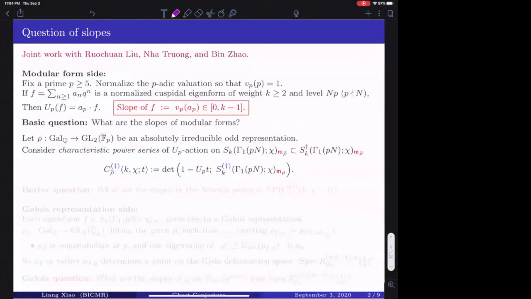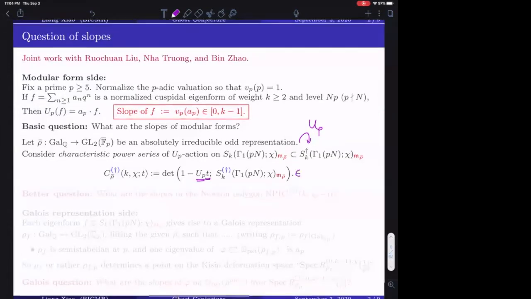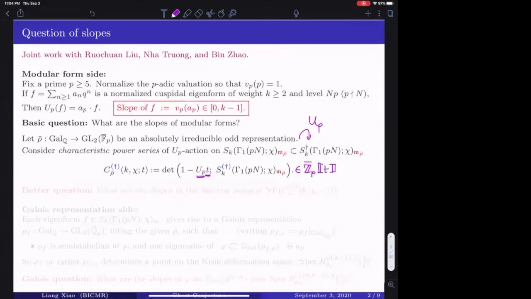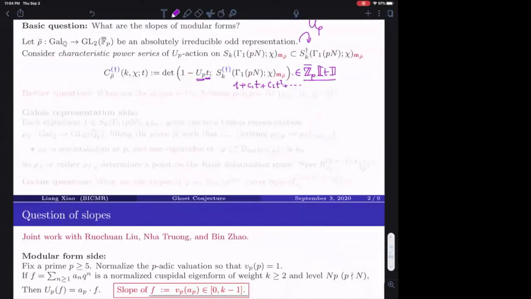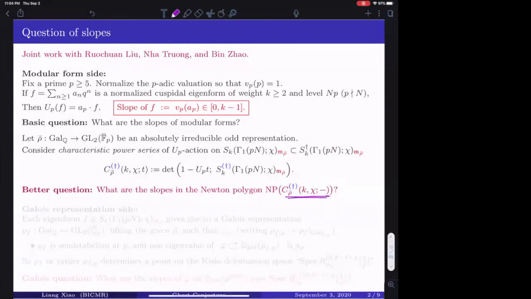Then I can talk about the characteristic power series of the U_p action on this space. So both spaces carry U_p actions. And I can talk about something like a characteristic polynomial, except my t is together with the operator, not on the other side. Then I can take the determinant of this. It belongs to Z_p bar, the ring of integers in the algebraic closure of Q_p, with power series in t. It looks like 1 plus c_1 t plus c_2 t squared and so on and so forth. And here's a better question. What are the slopes in the Newton polygon of this characteristic power series with variable t?